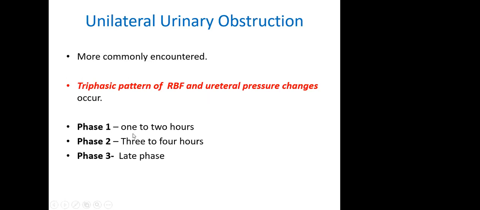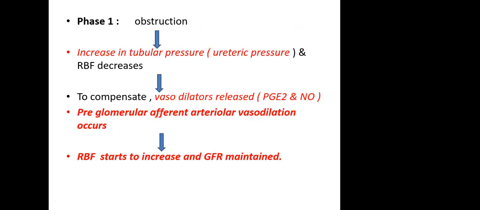So what is phase one? Phase one is when the patient presents within 1 to 2 hours. Phase two is when the patient presents late, after 3 to 4 hours. The late phase is when the patient has unilateral obstruction but does not bother about it; then he will go on to phase three. So let us see what phase one is.